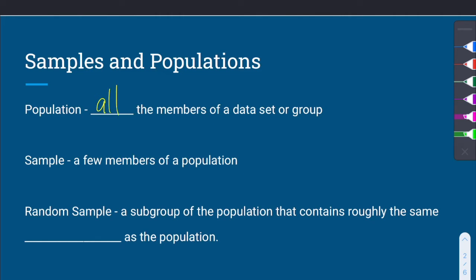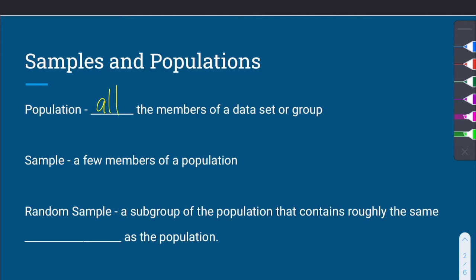That's everybody. Now, it doesn't have to be everyone in the world, but if we're talking about our school, the population could be everyone at the school. That could be the school population. Now, a sample is only a few members of a population, so a group within that total population. So not everyone, just a few of them.